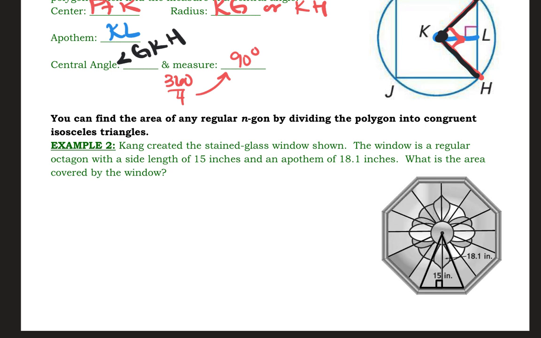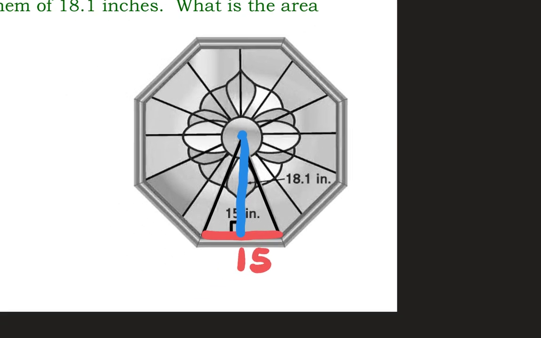So here we have a stained glass window. It's a regular octagon, regular meaning that all the sides and all the angles are what? Equal. Everything's congruent. It says with the side length of 15. So down here, this is where the 15's at. It says the apothem is 18.1. I think it might be hard to see, but it's right here, 18.1. It says, what is the area of the covered window?